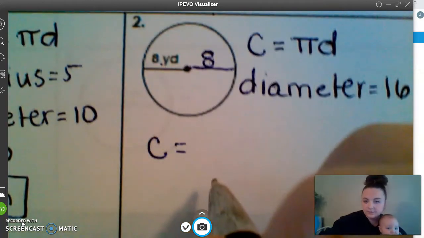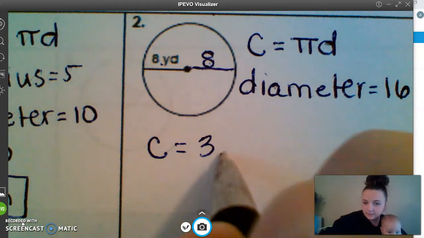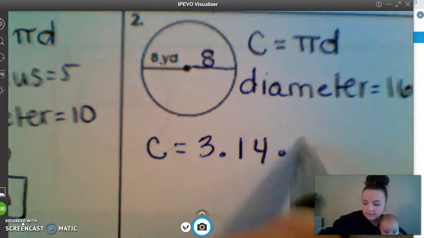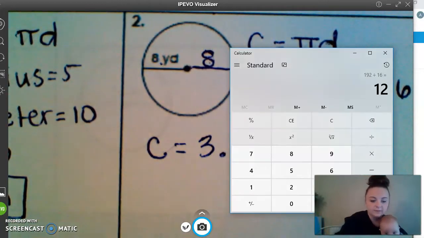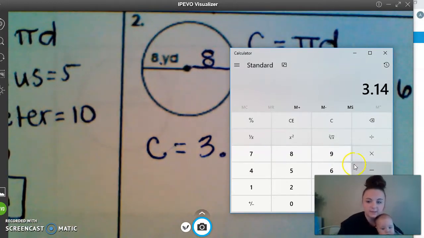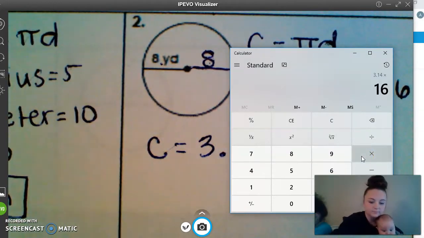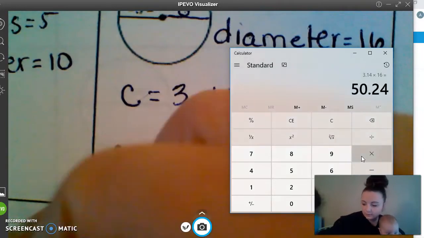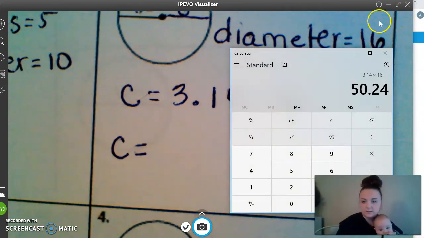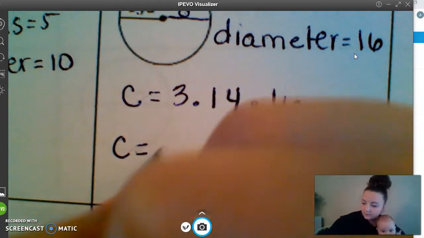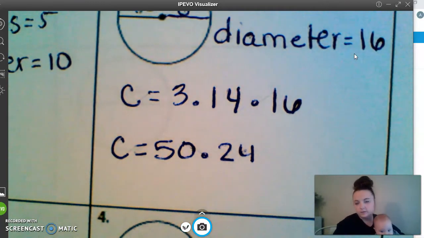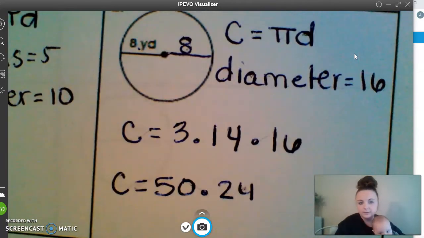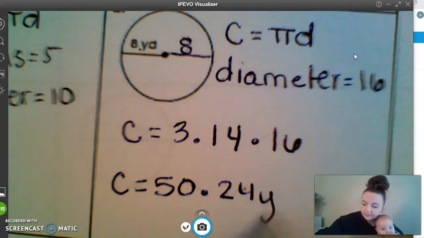So what we can do now is plug in the diameter of 16 into our equation. C equals 3.14 times 16. Let me pull up my calculator. So if I've got 3.14 times 16, that's 50.24. So C equals 50.24. And we use the same unit. So if we look up top, the units they used was yards, so that's what we have, yards.